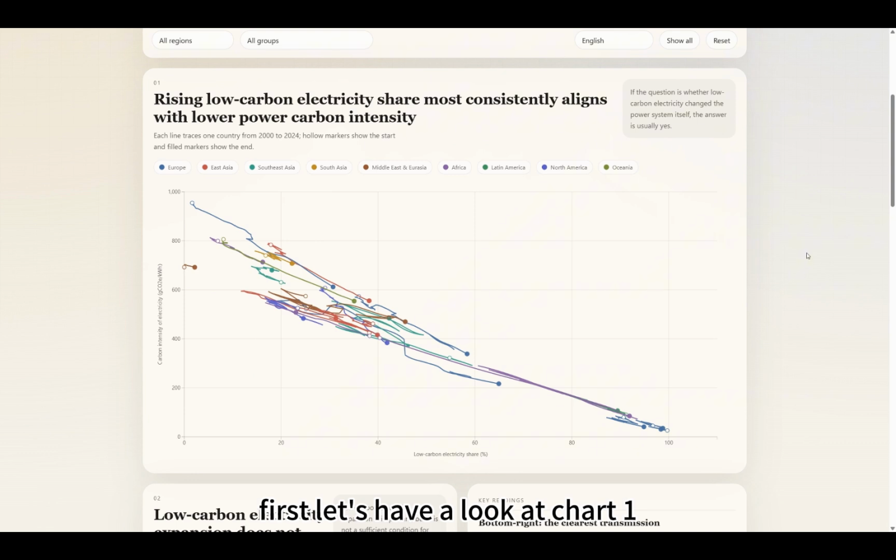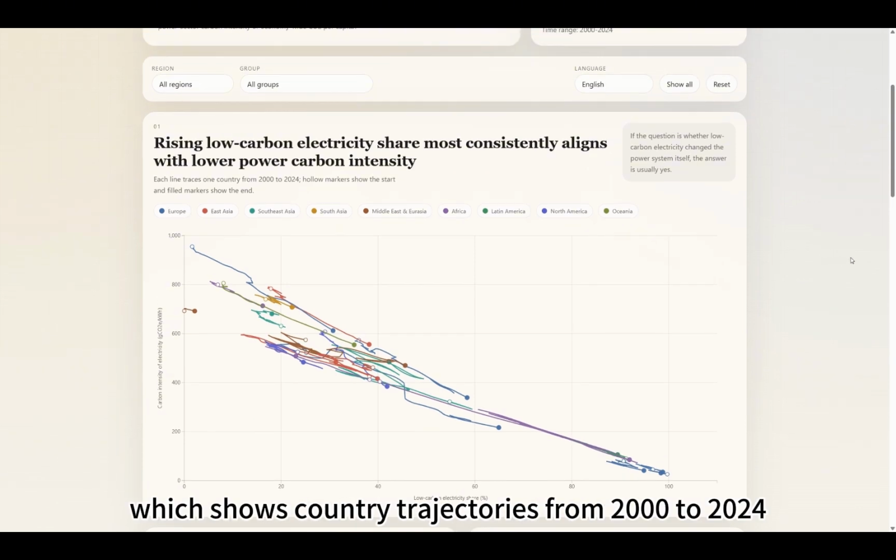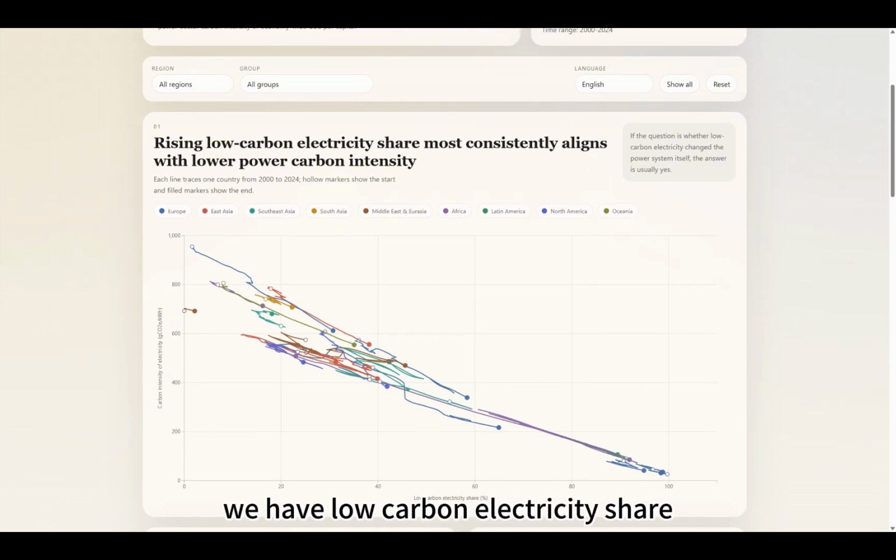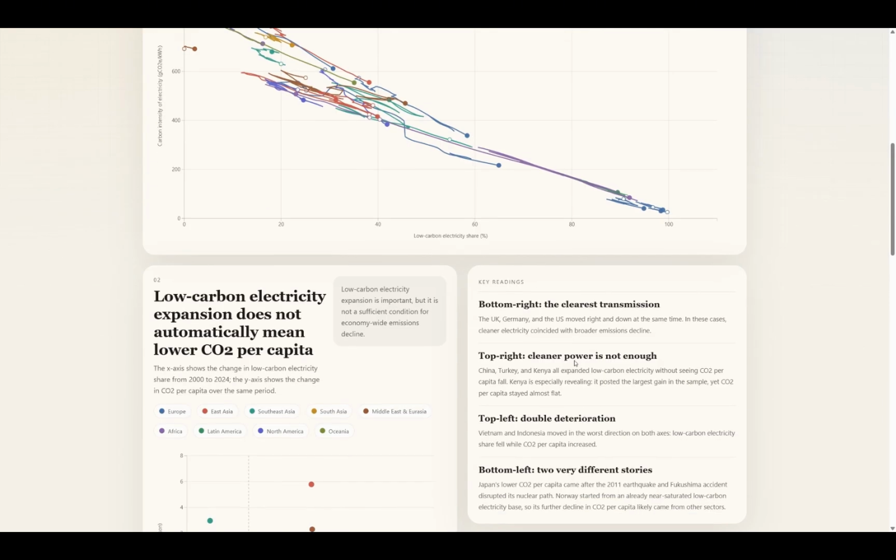First, let's have a look at chart 1, which shows country trajectories from 2000 to 2024. We have low carbon electricity share here. The y-axis is carbon intensity. Most countries move clearly from the upper left to lower right. In other words, low carbon expansion is quite consistently associated with cleaner electricity.